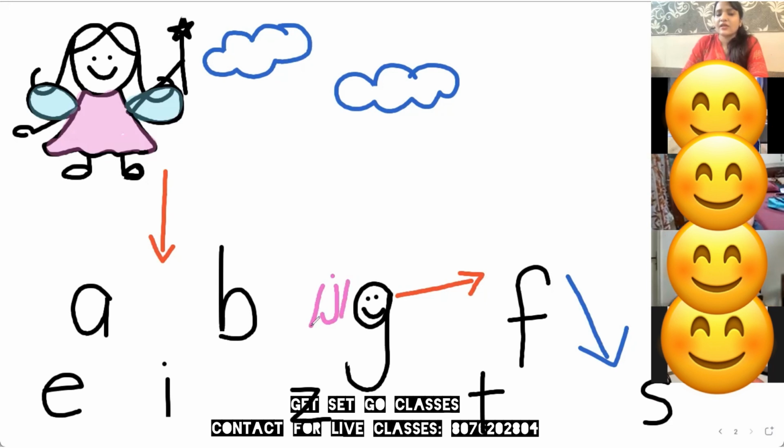But G says, fairy of sounds, I will get confused because I have my own sound also. I have my sound G and you are giving me one more sound as a gift. So when should I use G and when should I use J? So the fairy says, don't worry. I am sending my vowels to you. They are going to solve your confusion. So let's see.